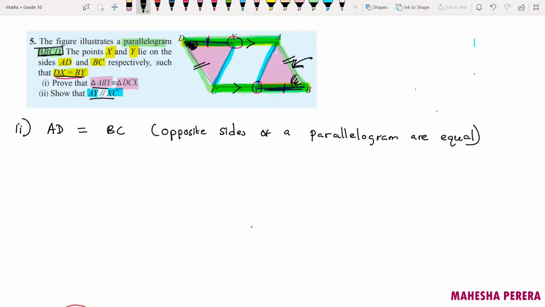Then what else can we say? Right? Now I'll label this one as number 1. Right? And then we can also say that this given data, right? DX equals BY.